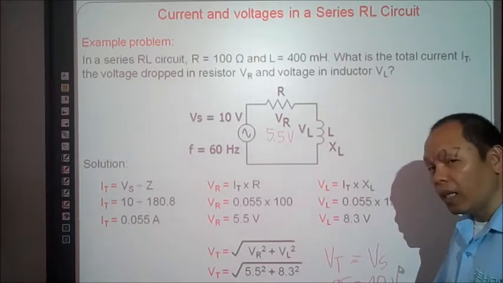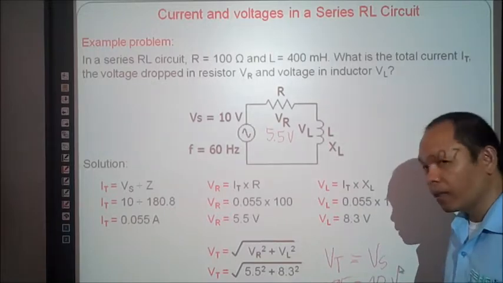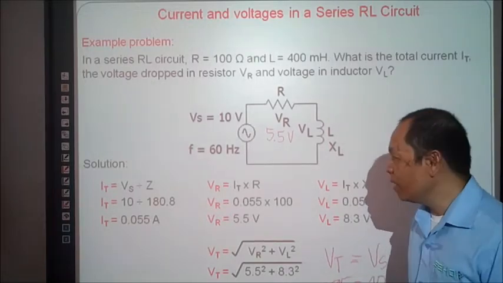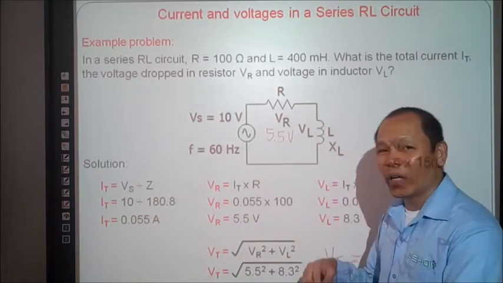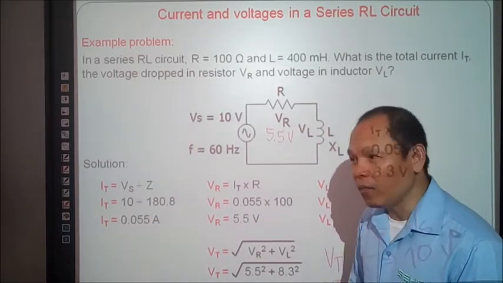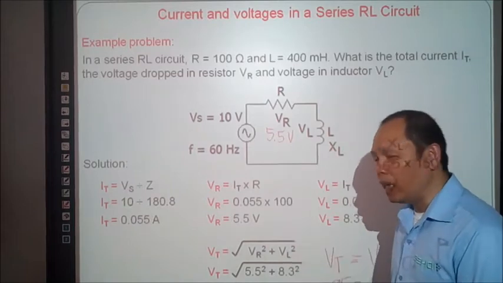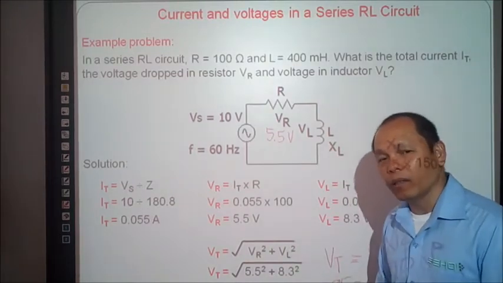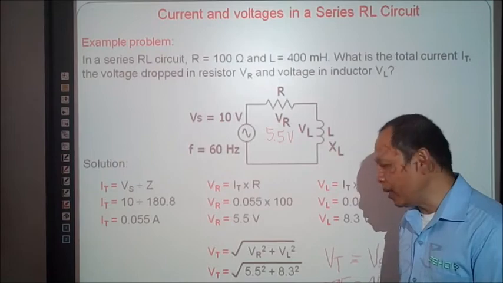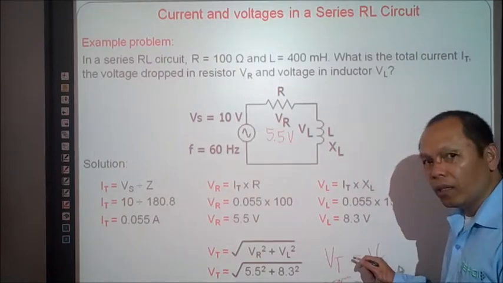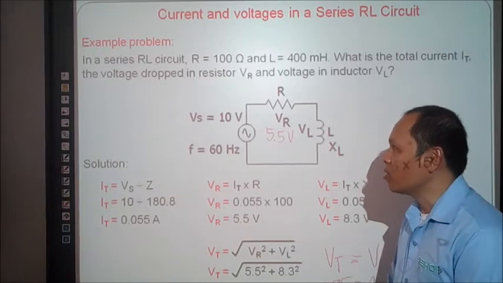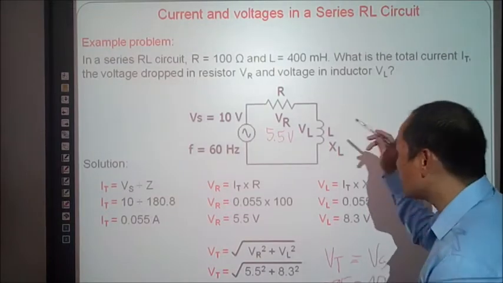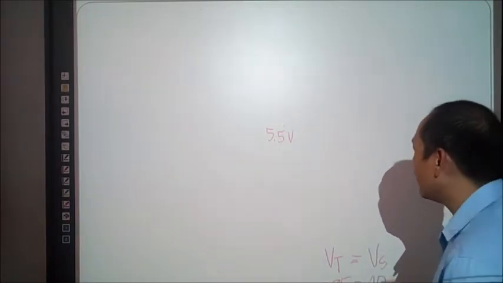So this one should be equal. Okay? If not equal, there is something wrong in the total current, or in the inductive reactance, or here in the VR or here in the VL. So make sure that VT should be equal to the source voltage. Okay? Then let's proceed to the parallel.